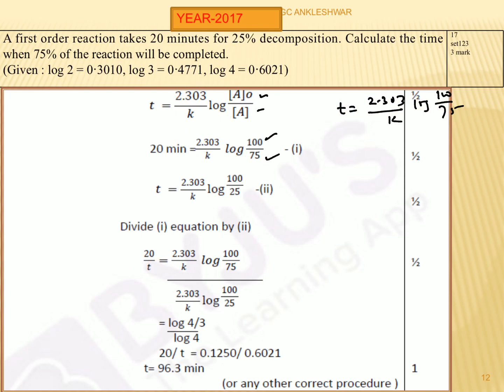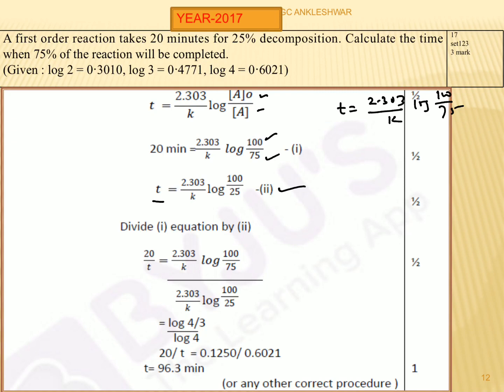Just see here in the first part, t is equal to 2.303 by k log A0 by A. A0 is 100, A is equal to 75. Then first from here we are just calculating t is equal to this. Now divide equation 1 by equation 2. This is the equation for 100 by 25. This is for the second part of the question. So dividing equation 1 and equation 2, what will you get? 20 by t is equal to this much.